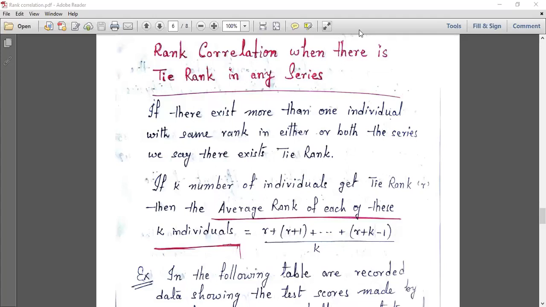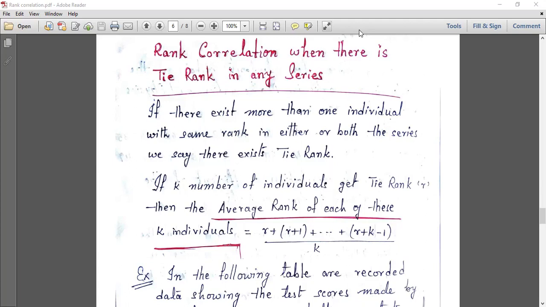Now you can see on the screen the rank correlation when there is a tie rank in any series. That means, as I told you, if more than one individual has the same rank, then what will be the actual rank assigned to all of them? The rank assigned to each of the individuals having the tie rank between them will be the average of the ranks they are getting according to their sequence.